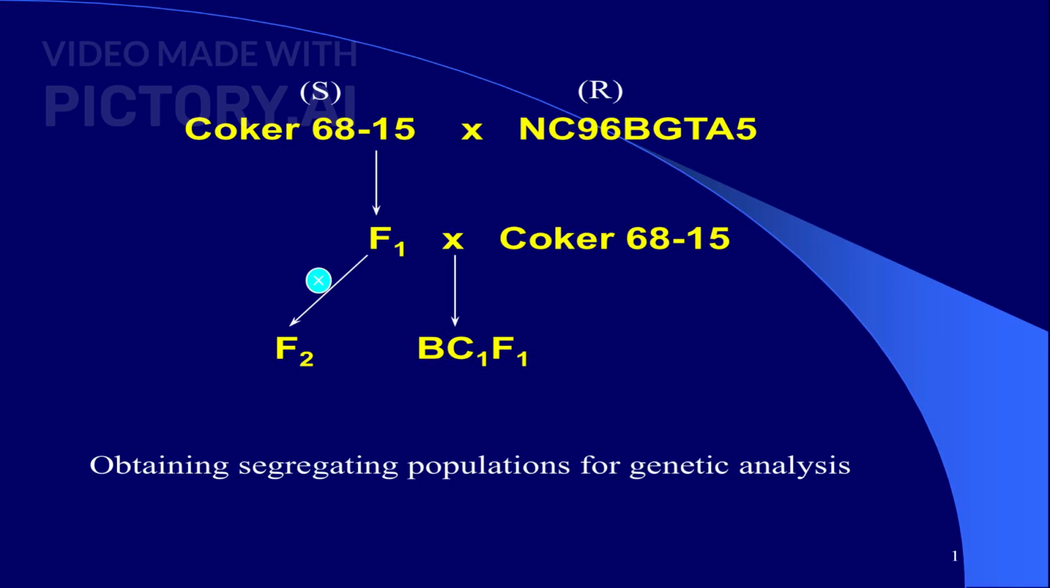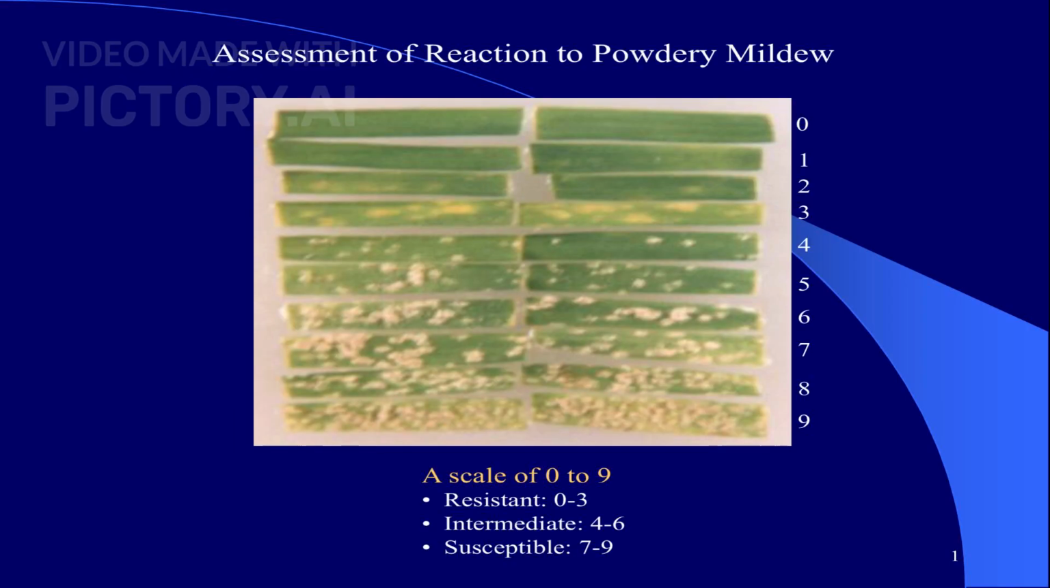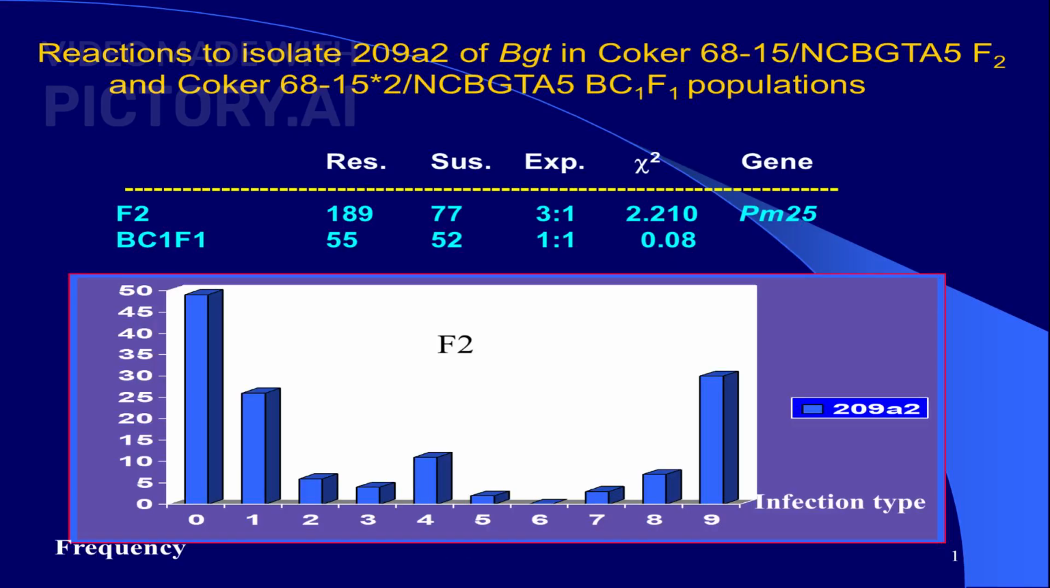mechanisms. The detached leaf technique allows us to observe reactions to powdery mildew in controlled conditions, providing insights into resistance levels. We assess the reaction to powdery mildew using a scale from 0 to 9, helping us categorize wheat strains from resistant to susceptible. For genetic analysis, we isolate resistance genes like PM25, crucial for developing mildew-resistant wheat varieties.